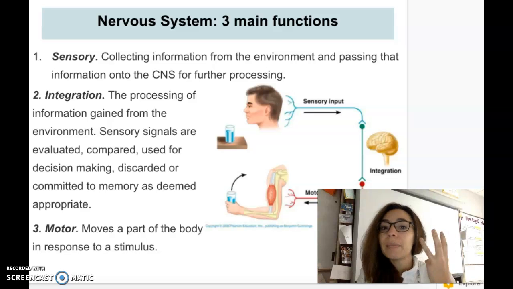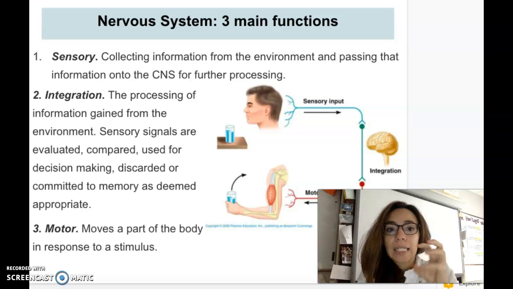Okay, so there's three main functions of the nervous system. We've got a sensory function in which we are collecting information from the environment, right? Think about our senses: smell, touch, taste, hearing. We are collecting the information in our environment.